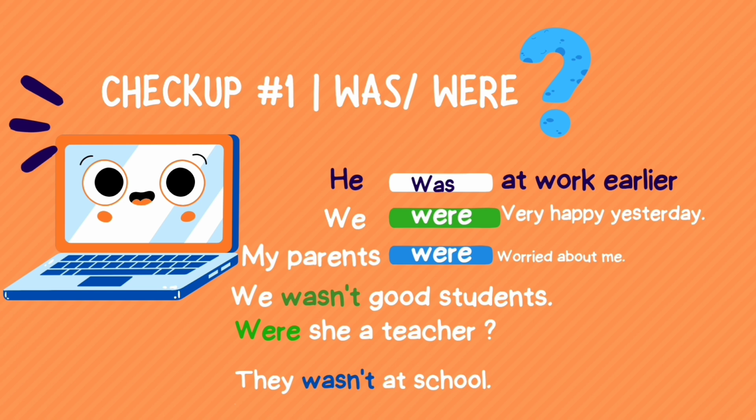The next one says, were she a teacher? Now this is a question, so the be verb comes at the beginning. That's correct. But the subject here is she. Therefore, we need to start with was. Was she a teacher? And finally, they wasn't at school. The subject is they. So the answer is they weren't at school. You can use the contraction weren't or were not. Let's move on to the next checkup.